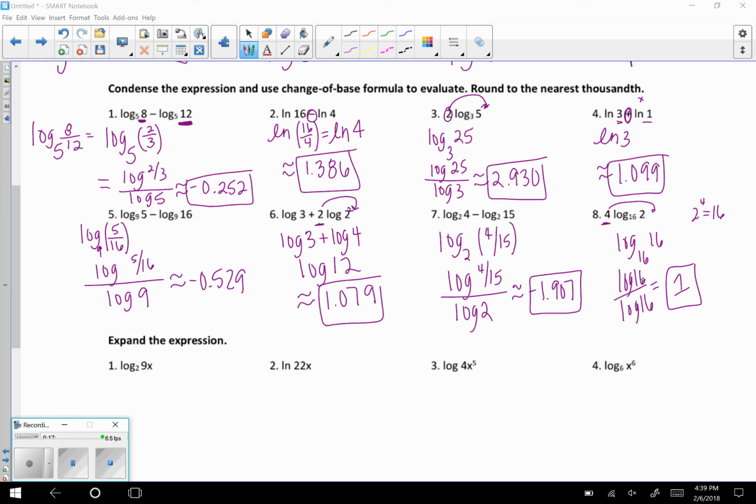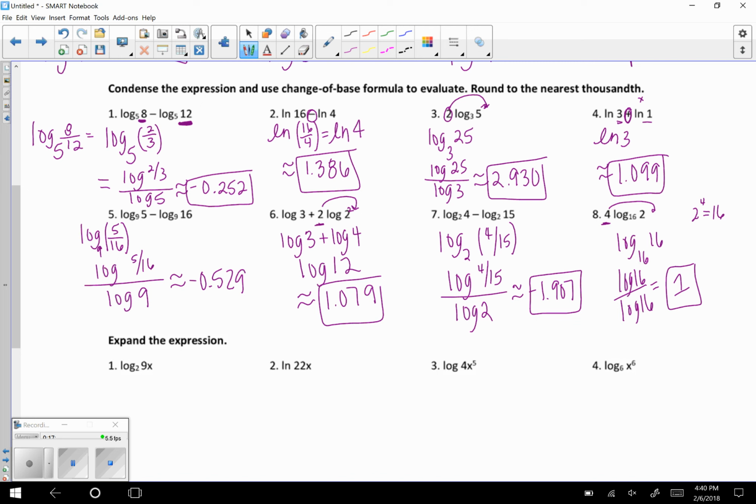Well, that makes sense, doesn't it? The numerator and the denominator are the same, right? So that's going to reduce to 1 always. So this is another special thing about logarithms right here. If the base and this number back here are the same, it's always going to equal 1. So log base 16 of 16 is 1. Log base 10 of 10 is 1. Log base 97 of 97 is 1. Anytime these numbers are the same, it's going to reduce to 1.